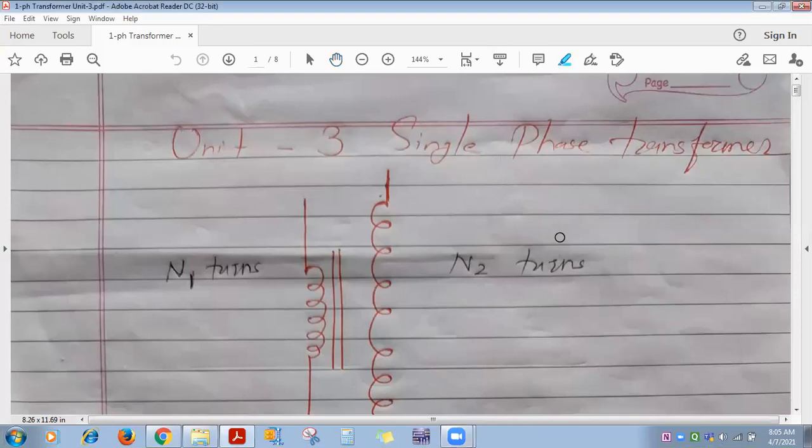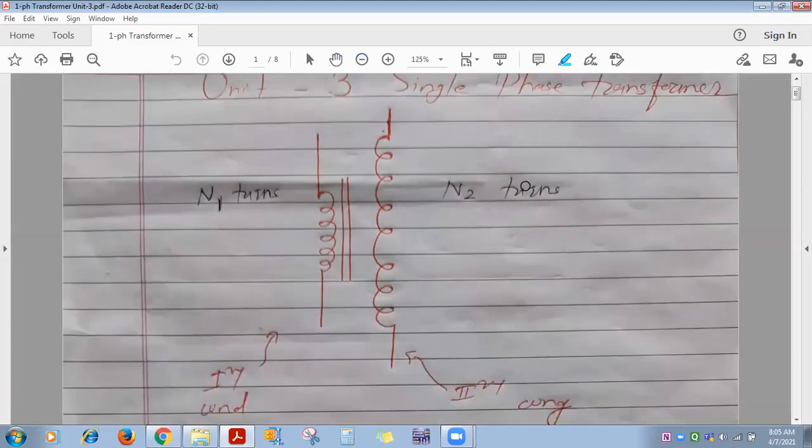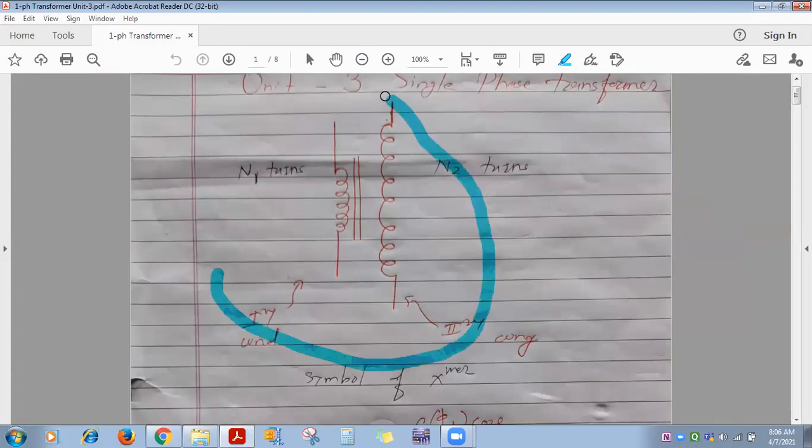So unit 3, single phase transformer. Now here transformer, all of you may know that it is used to step up or step down the voltage. What is its application? It is used to step up or step down the voltage. Now transformer, this one, whatever you can see, it's a transformer symbol.